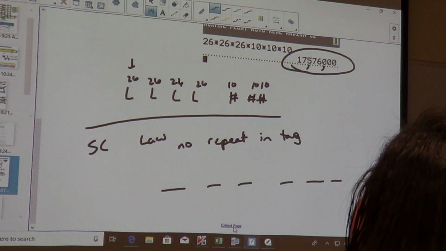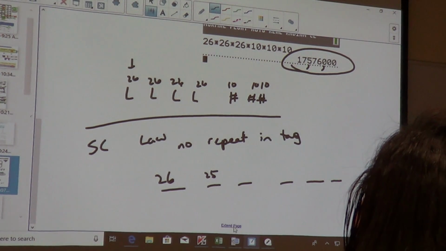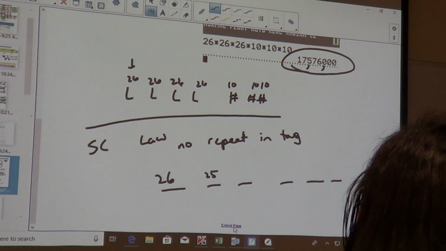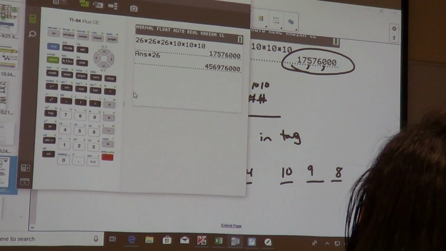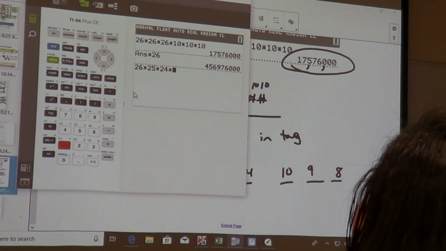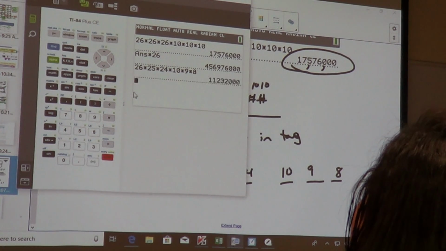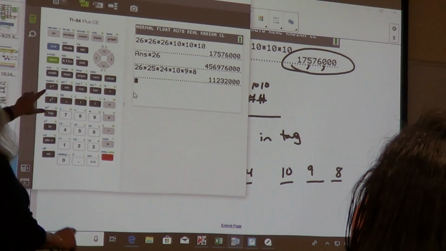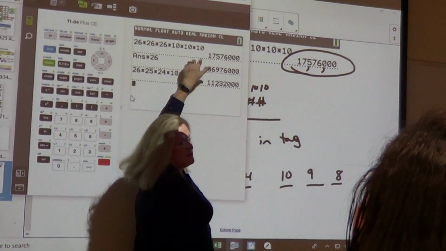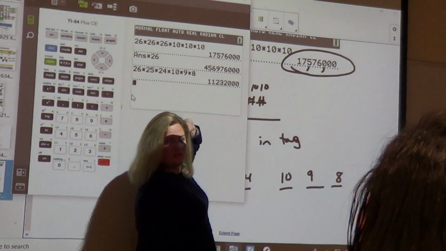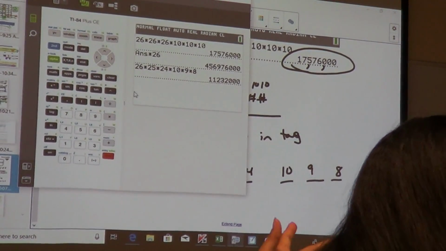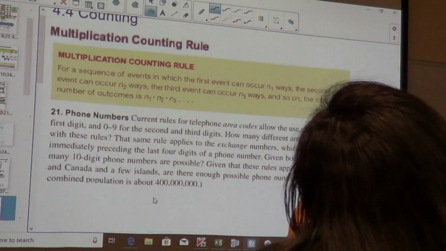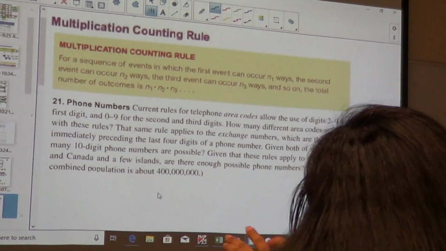26, 25. It would be 26, I said if they did. 26, 25, 24. 10, 9, 8. So if we did that, it would be 26 times 25 times 24 times 10 times 9 times 8. So we lost about 6 million in the repeating. Isn't that fun? Okay, so that's what 4.4 starts out by talking about.